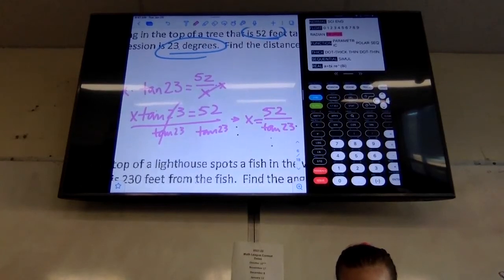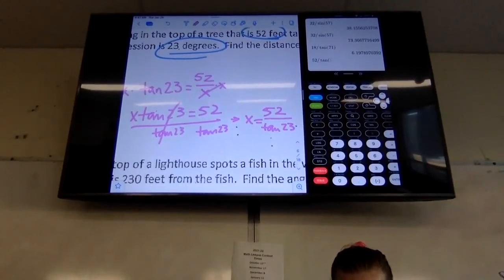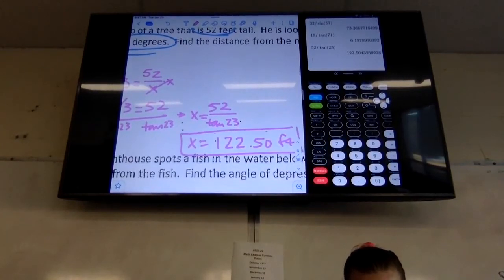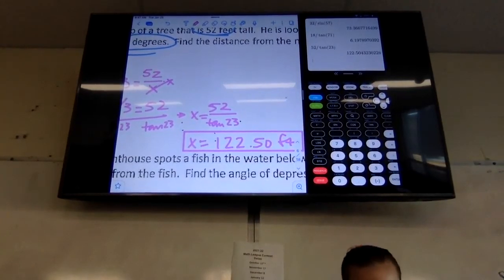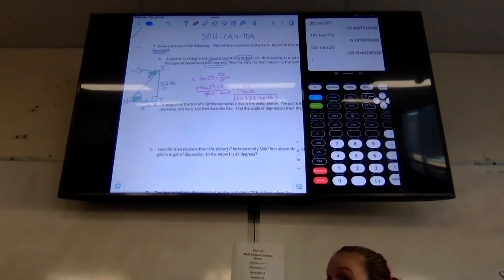Make sure you're still in degree if you've been playing around with your calculator. So X, it's in feet, so I got 122.50 feet. And that's what I got last time I did it. All right, we doing okay?